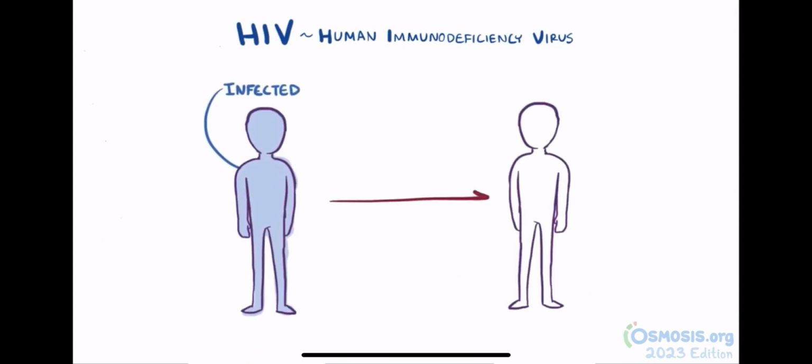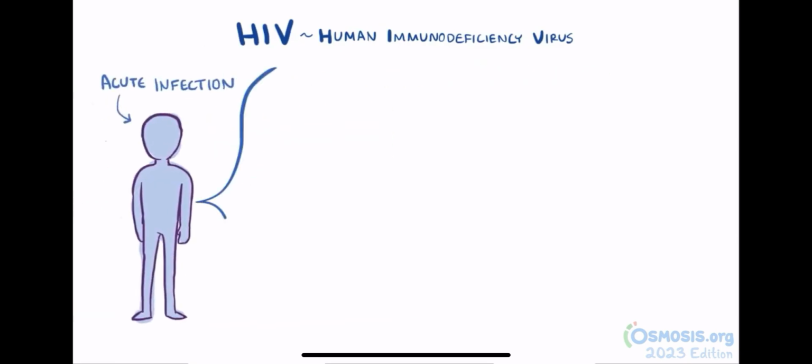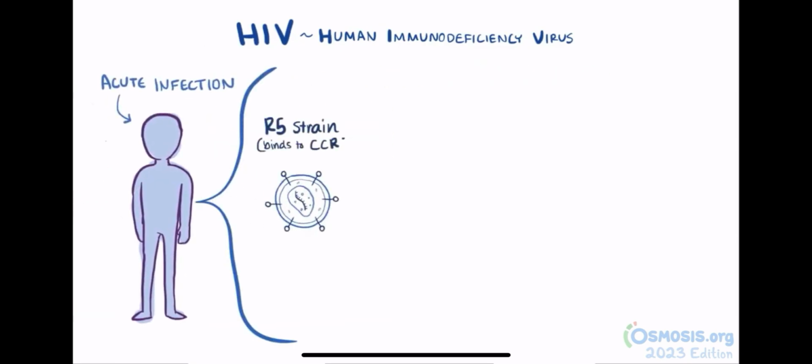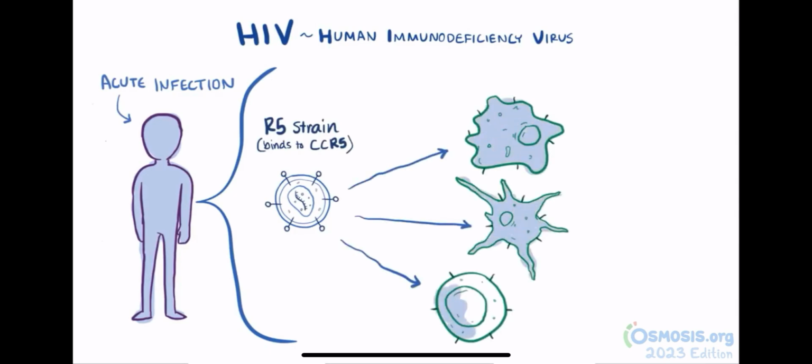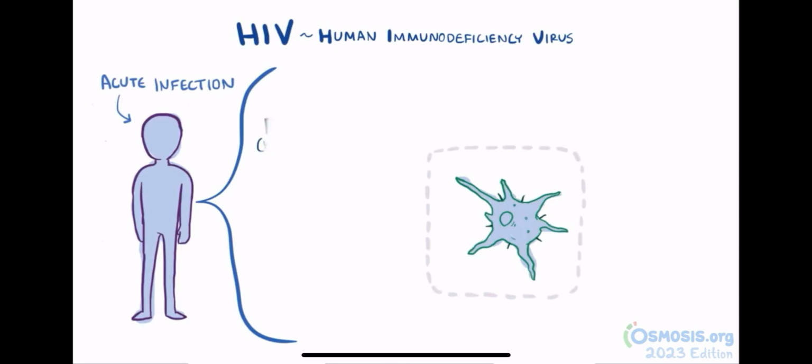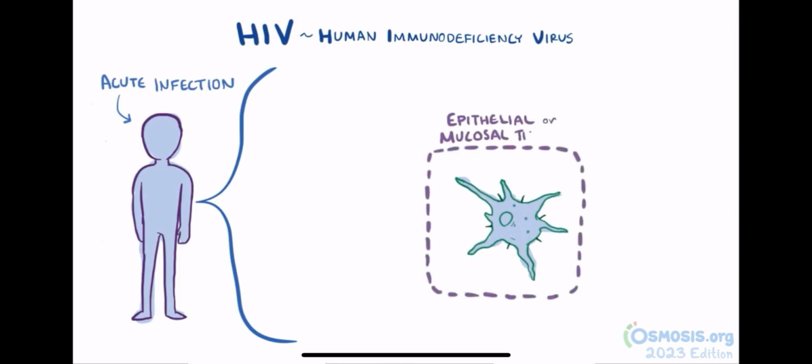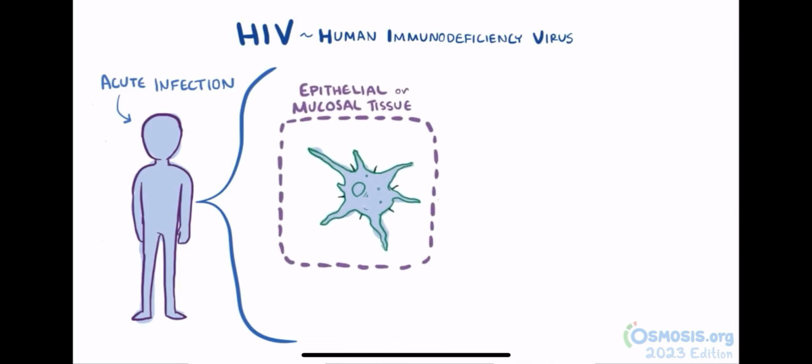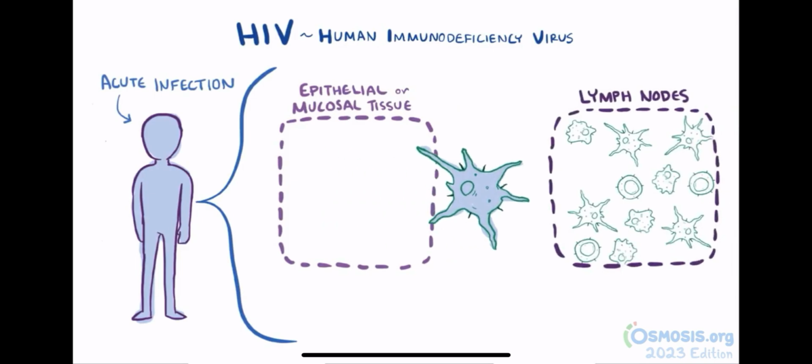So let's start with HIV entering the body through sexual intercourse, which is how it typically spreads from person to person. At this early point, during what we call acute infection, the R5 strain of HIV, which binds to the CCR5 co-receptor, will get into macrophages, dendritic cells, and T cells. Usually, dendritic cells hang out in the epithelial or mucosal tissue where the virus enters the body, capture the virus, and migrate to the lymph nodes, where a lot of immune cells live.